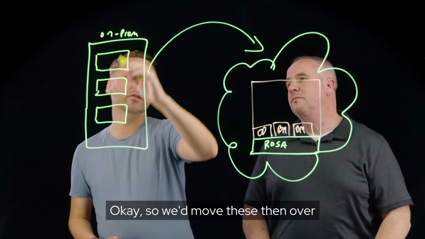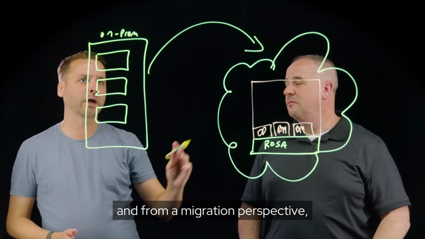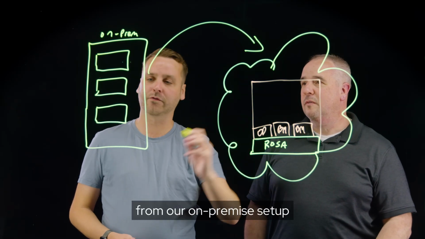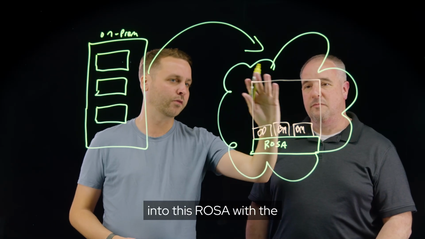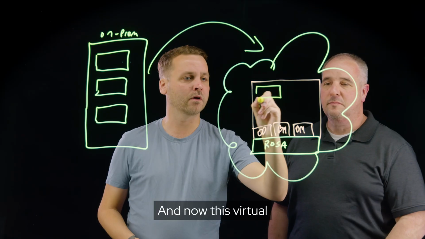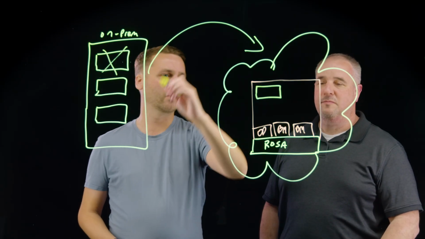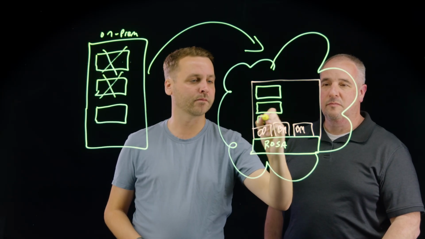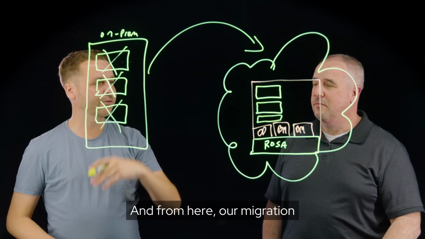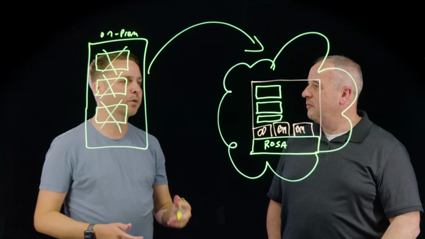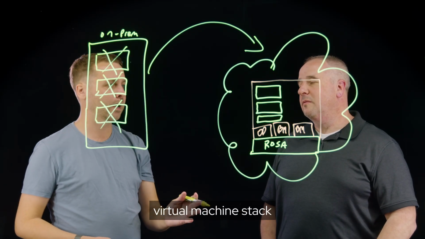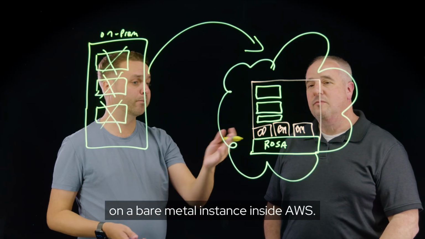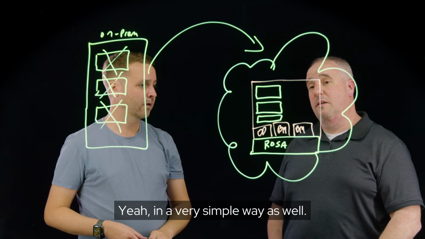So we'd move these over. And from a migration perspective, we use something like Migration Toolkit for Virtualization and Ansible Automation Platform. That would bring these over from our on-premise setup into this ROSA with OpenShift Virtualization on top. And now this virtual machine has been moved over, and we move the other one over, and we move the last one over. And from here, our migration journey is basically complete. We've been able to migrate the entire virtual machine stack from an existing hypervisor into the cloud on a bare metal instance inside AWS, in a very simple way as well.